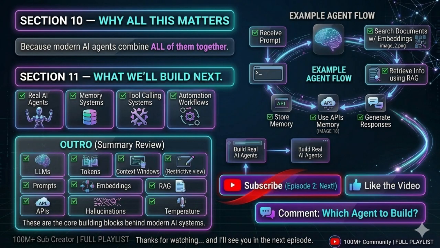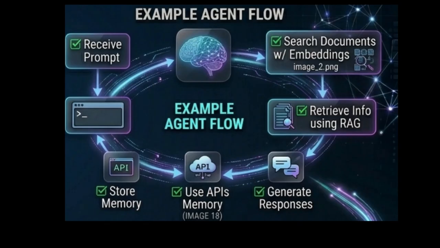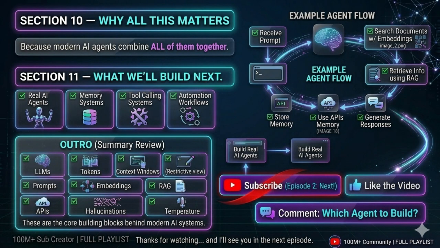So, why are these concepts important? Because modern AI agents combine all of them together. Example, agent flow. A research AI agent might receive a prompt, use an LLM, search documents with embeddings, retrieve information using RAG, use APIs, store memory, and generate a response. Important message: if you understand the basics, building AI agents becomes much easier.